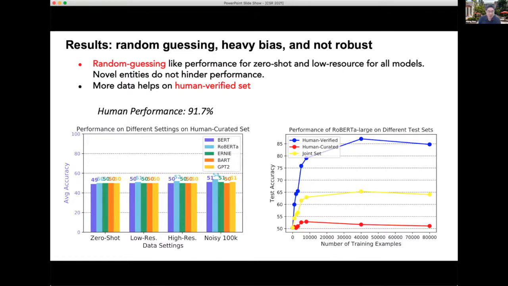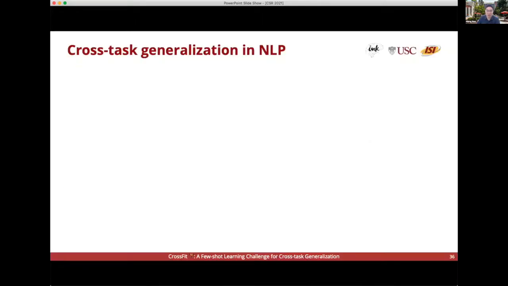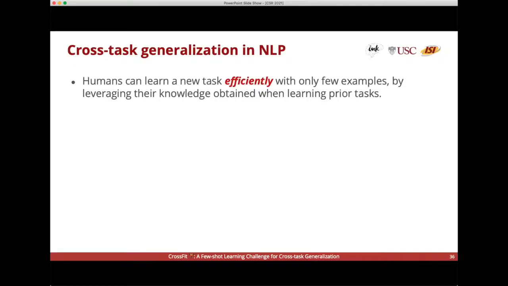Any questions about this part? Please let me know if I'm good on time. I think I'm already out of time, right? Cool. I guess I will just go quickly through the last part.